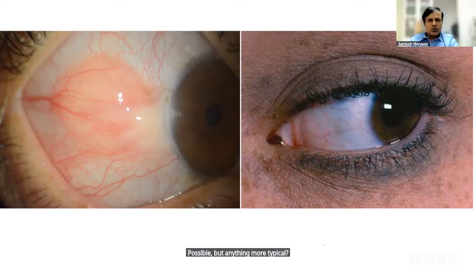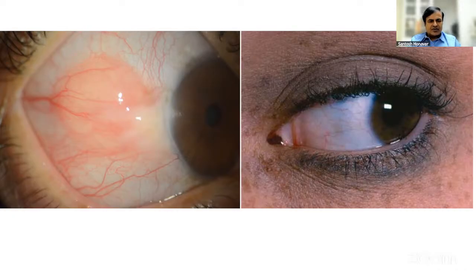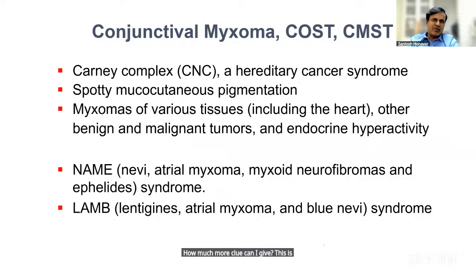I said mucocutaneous pigmentation in the setting of a conjunctival stromal lesion. How much more clue can I give? Yes, this is conjunctival myxoma.